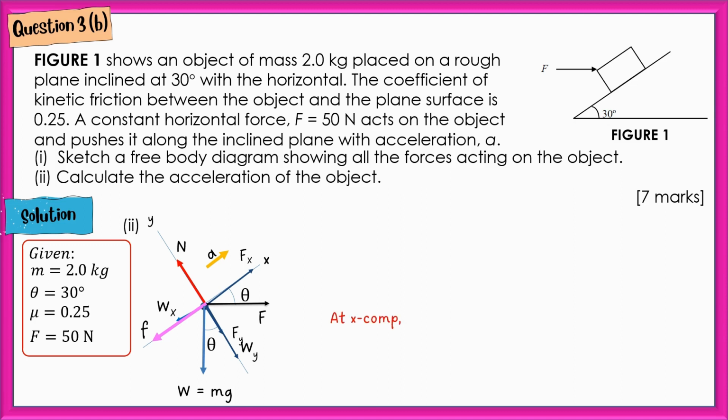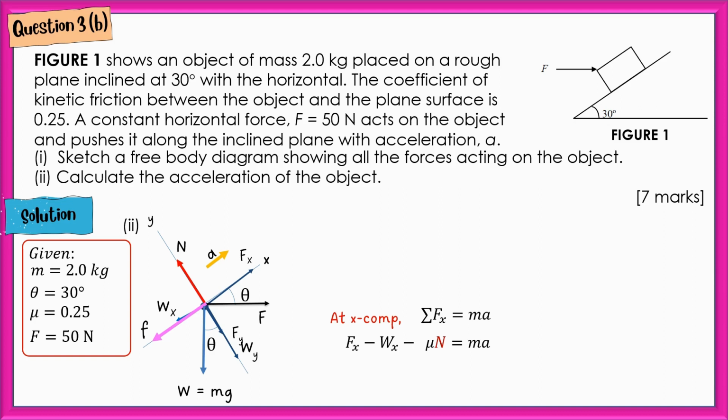When your diagram is complete, we want to calculate the acceleration of the object. If you refer to the diagram, acceleration is at the x component. So we start the analysis from the x component, where total forces exerted at the x component is equal to ma. What forces are exerted on the x component? We have Fx, which is positive because it is in the same direction as the acceleration. Wx is negative, and the friction force, which is equal to mu N, is negative because it opposes the direction of motion. So Fx minus Wx minus mu N is equal to ma.